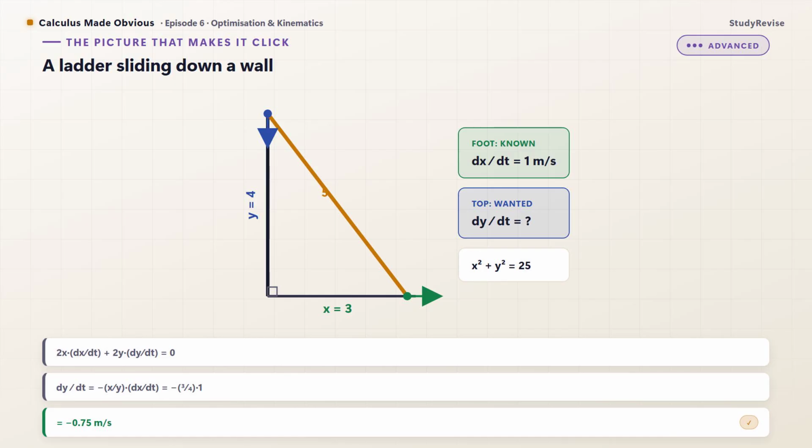Solve for dy/dt: minus x over y times dx/dt. Substitute in: minus 3 over 4 times 1. Minus 0.75 meters per second. Negative because the height is decreasing. The top of the ladder is sliding down at 3/4 of a meter every second, right at that instant.